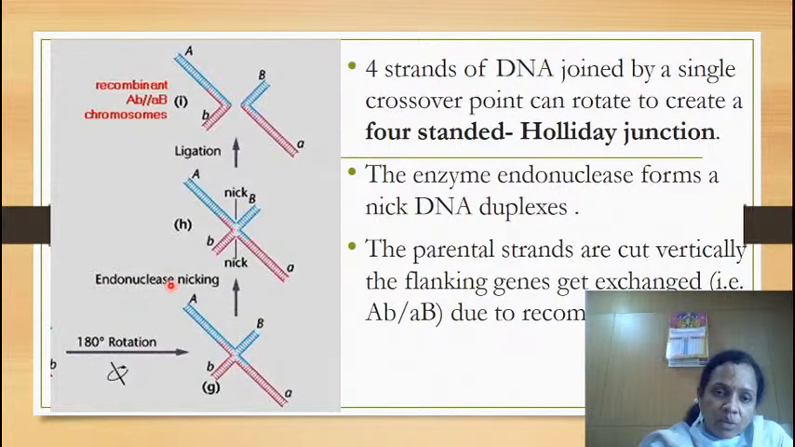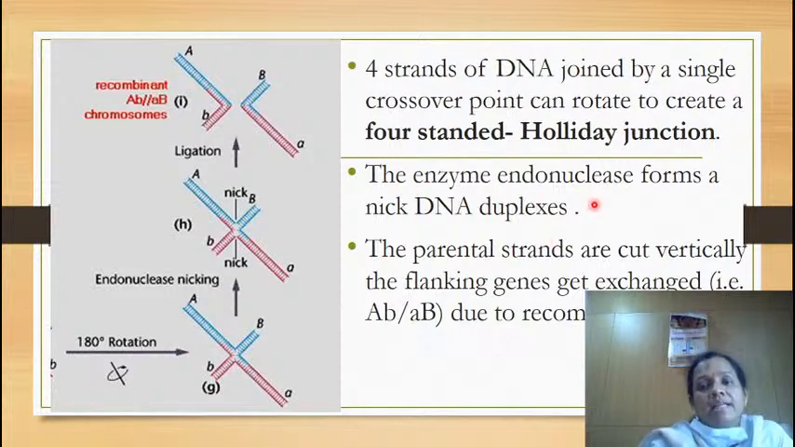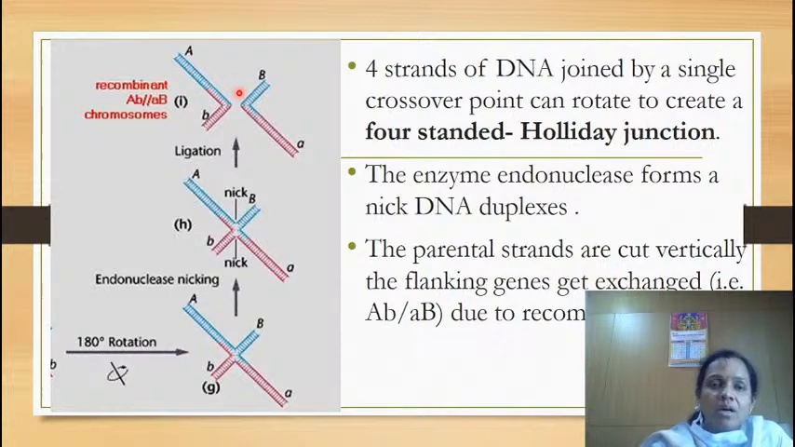Now this endonuclease will cause a nick between them in this way, and the nick will separate the 2 recombinant strands. The enzyme endonuclease forms a nick at the DNA duplexes. The parent strands are cut vertically. The flanking genes get exchanged due to the recombination.